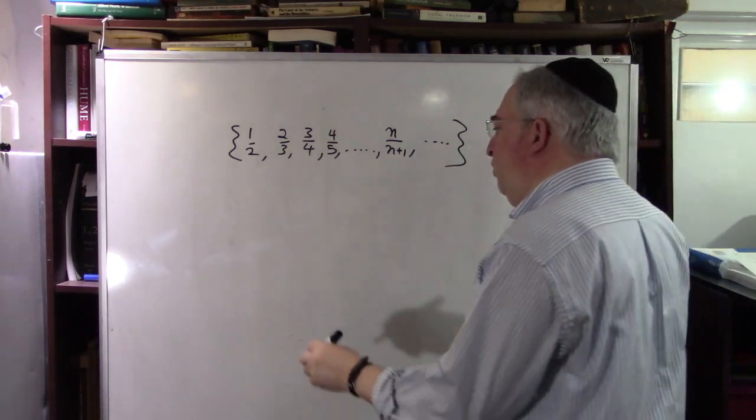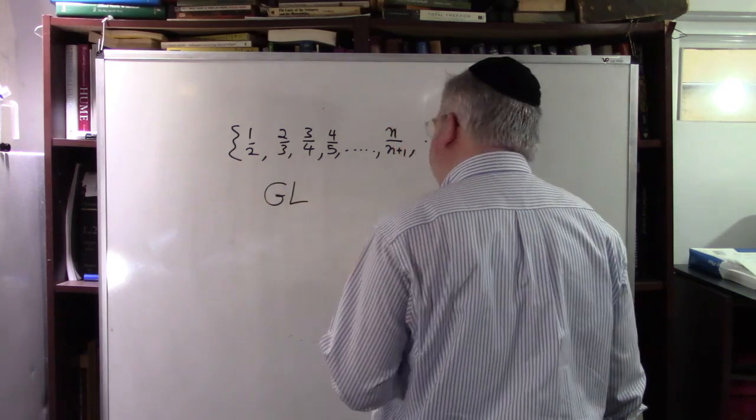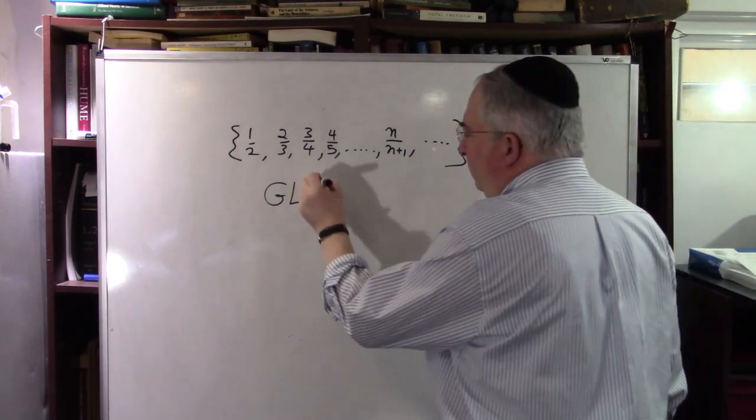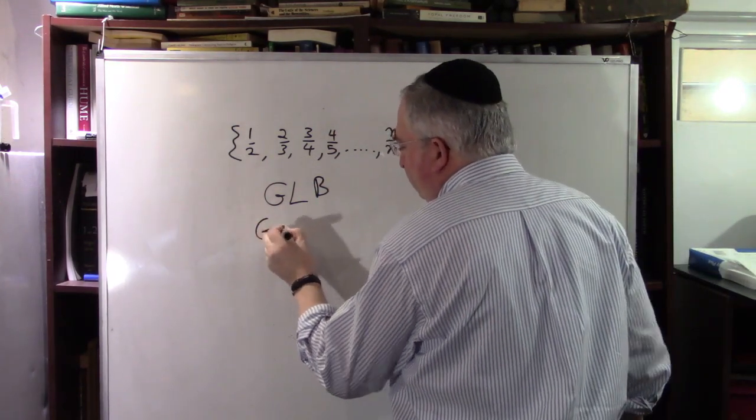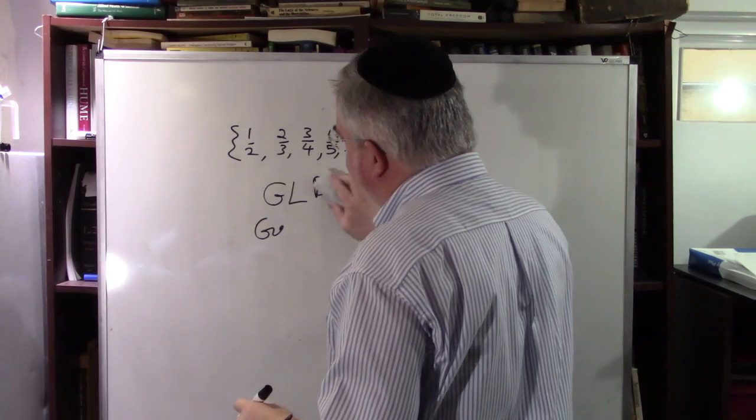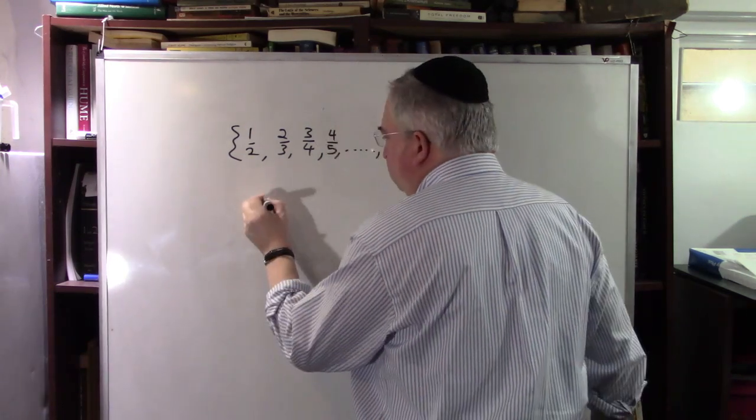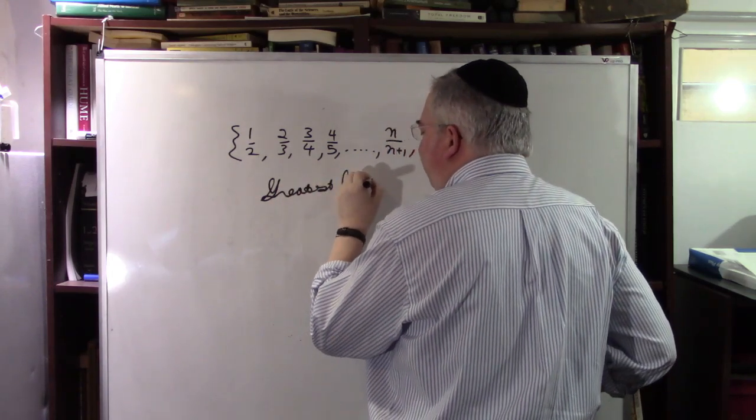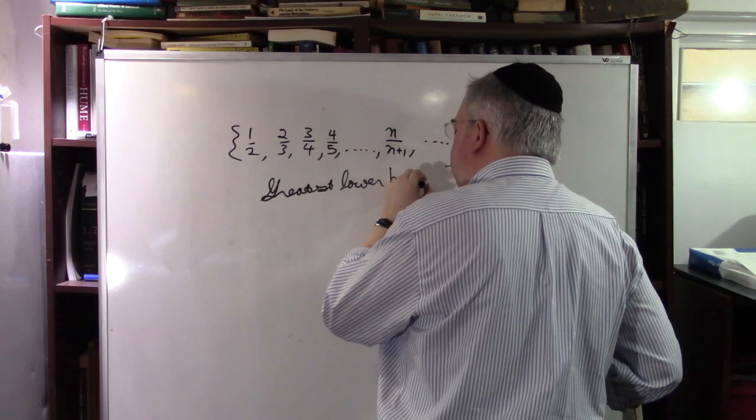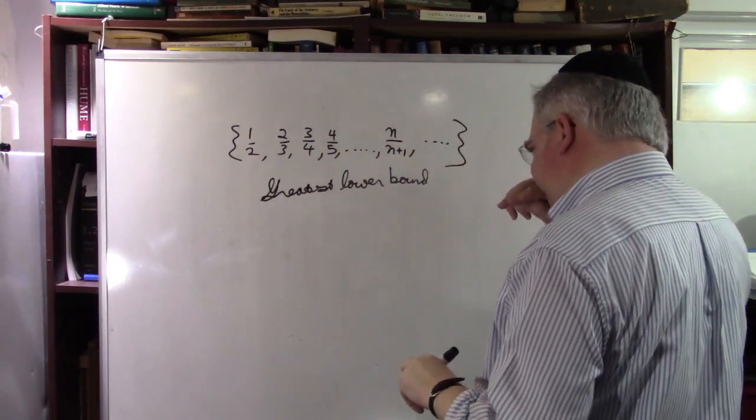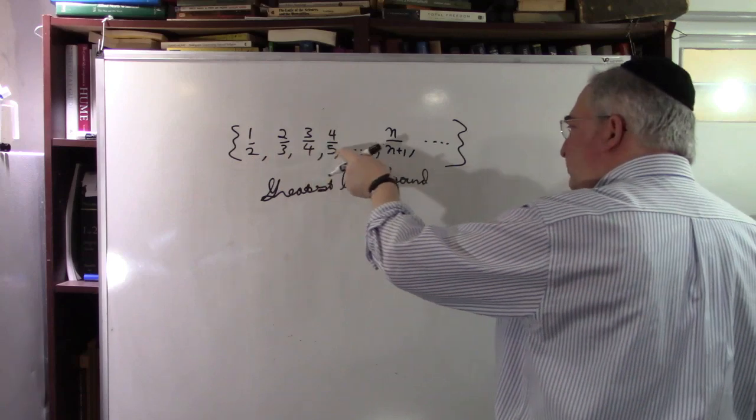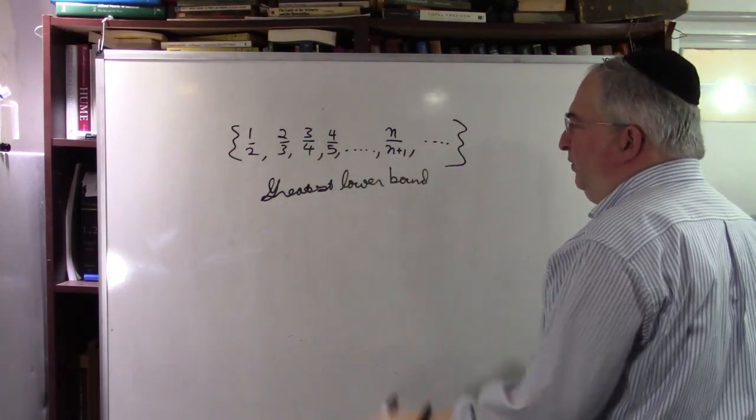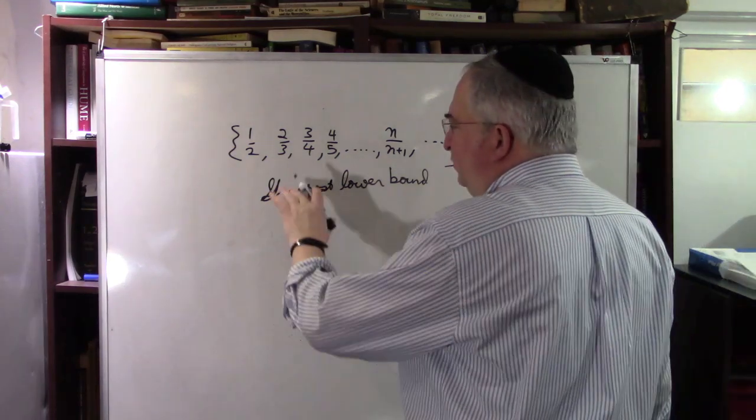Okay, and now we want the GLB, what is it called? Greatest lower bound. Okay, let's just write it out. Greatest lower bound. Okay, now let's just look at this set. This set obviously gets closer and closer to 1. I don't know if it ever reaches 1, but it's like that.